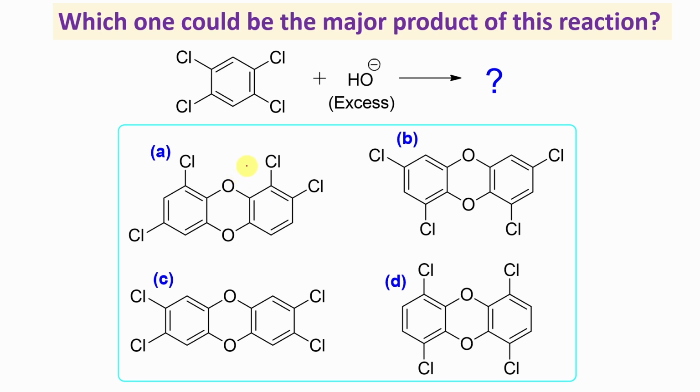Today's topic of discussion is an MCQ, and the question is in front of you. It is actually a tetrachloro derivative reaction with excess alkali. What is the product? Four options are provided, one of them is the right answer.